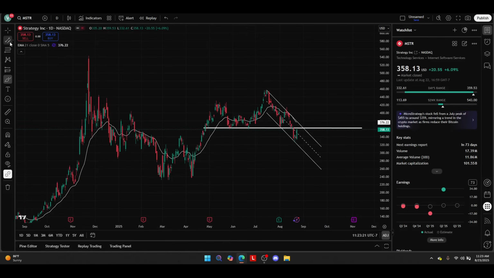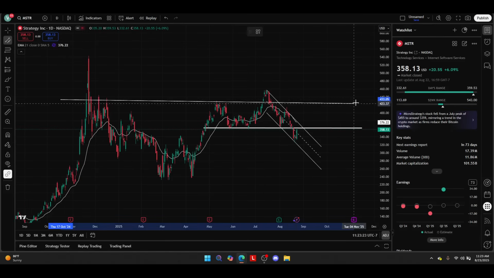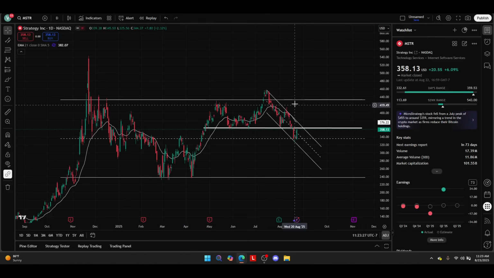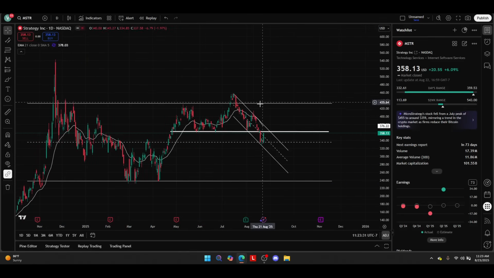Let's take a look at the macro. Looks like we're still in this big trading range. It's been going on for quite a bit of time now. Lows are right around that 240, highs right around that 440, 430 level. Looks like we hit the top side of the range. Price tried to work its way to the bottom, so it's struggling to do that.